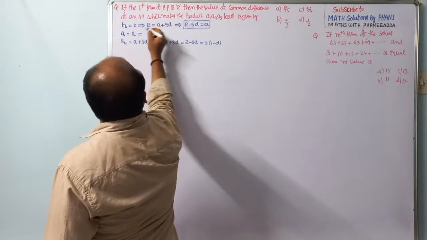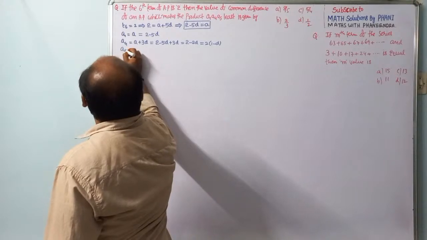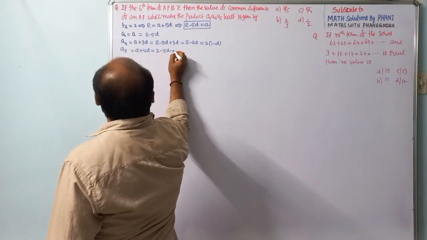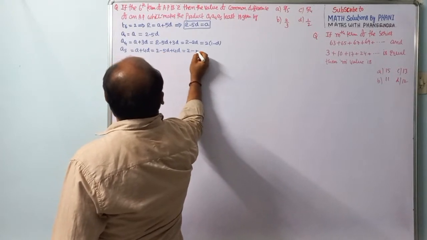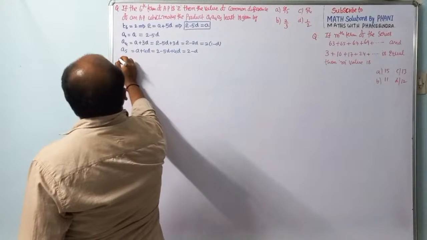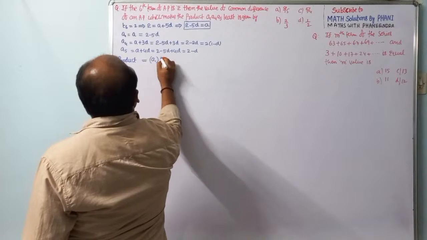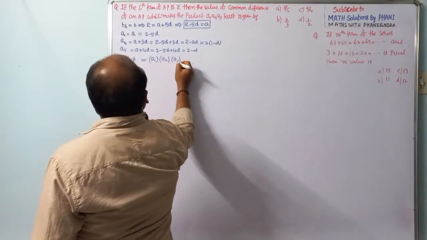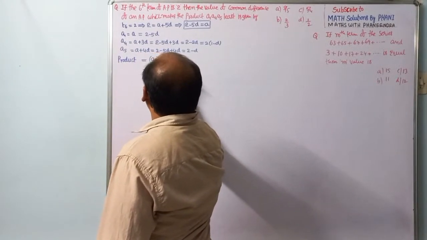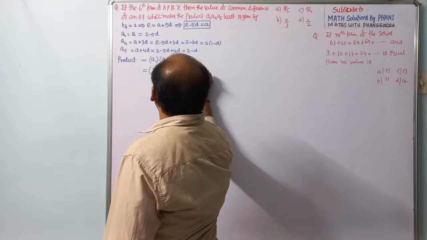Okay, dear students, this A means what? 2 minus 5D. Next, A5, that is equal to A plus 4D. 2 minus 5D plus 4D, that is equal to 2 minus D. The product of A1, A4, A5. So the product A1 into A4 into A5, which is equal to A1 value is what? 2 minus 5D into A4 value 1 minus D into 2 into 2 minus D.